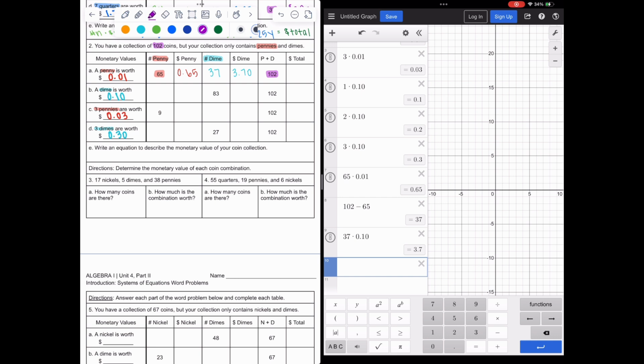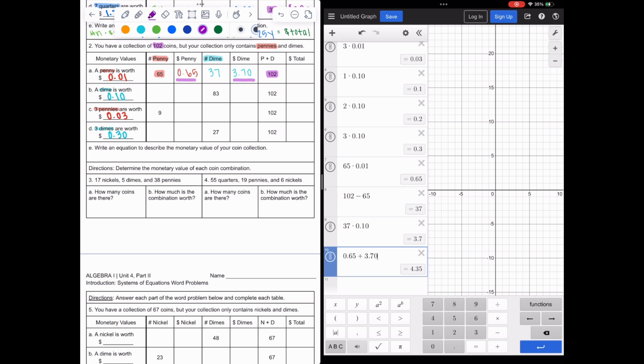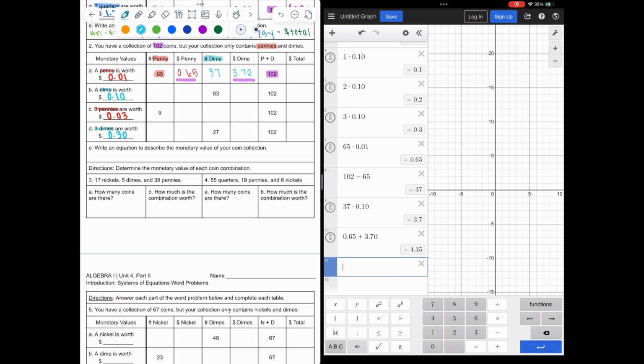This next step functions exactly as it did in problem 1, so I need to add the two monetary values together. 65 cents being added to $3.70 gives me a grand total of $4.35. So it doesn't matter what coin you're given or how many of those coins there are. It matters that you're able to figure out the value of the coin and that you're able to multiply it by the right number. So that's the biggest challenge here, is going to be place value and using decimals correctly.